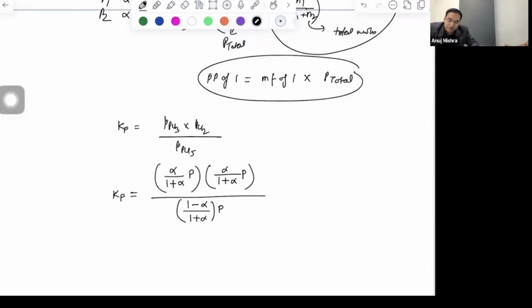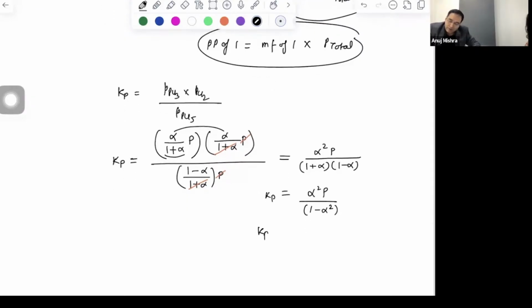Now, can we simplify this? So see, whenever you see this kind of thing, you please cancel. फटाफट cancel कर दो ताकि आपका थोड़ा सा load कम हो जाए. And then you multiply. Don't multiply before and then cancel later. Don't do that. Alpha square into P divided by 1 plus alpha into 1 minus alpha, which is alpha square P divided by 1 minus alpha square. That's Kp. Kp तो आ गया.